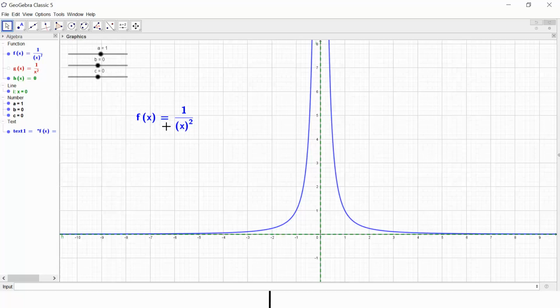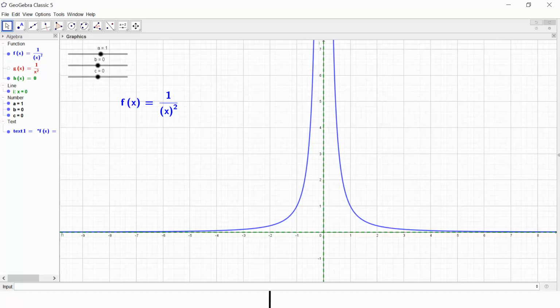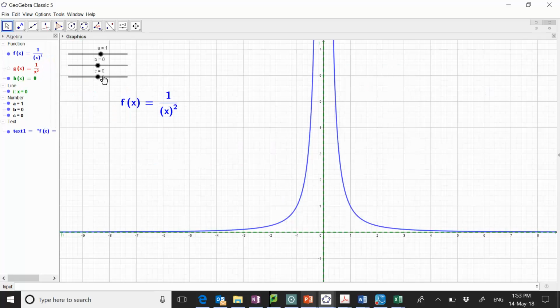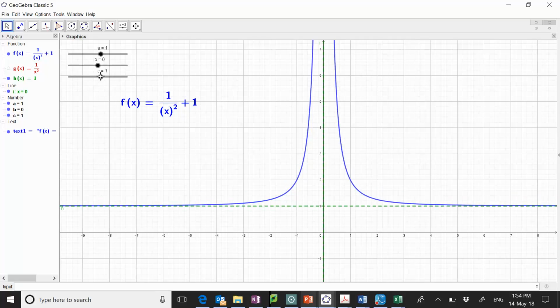Now, watch what I'm going to do. I'm going to add a +1 on the outside. Remember, if I put a +1 on the outside, what does it do again? Up 1. So remember, if I put a +1 on the outside, it will move up or down. So watch this. I will put a +1. Listening, boys. If I put a +1 here, can you see how it's just shifting up? But what is shifting up?